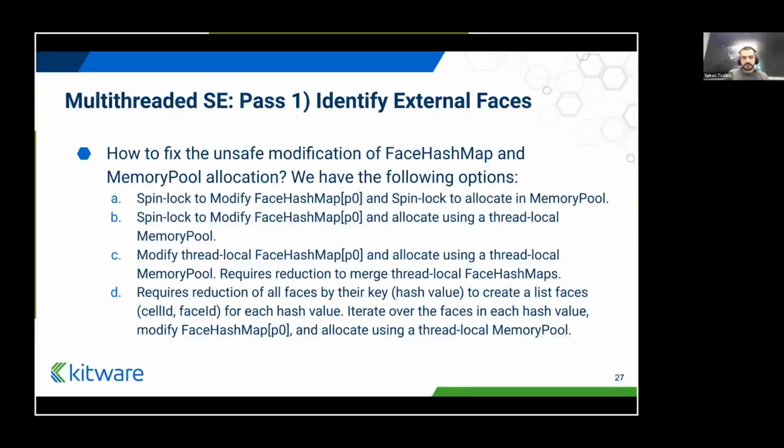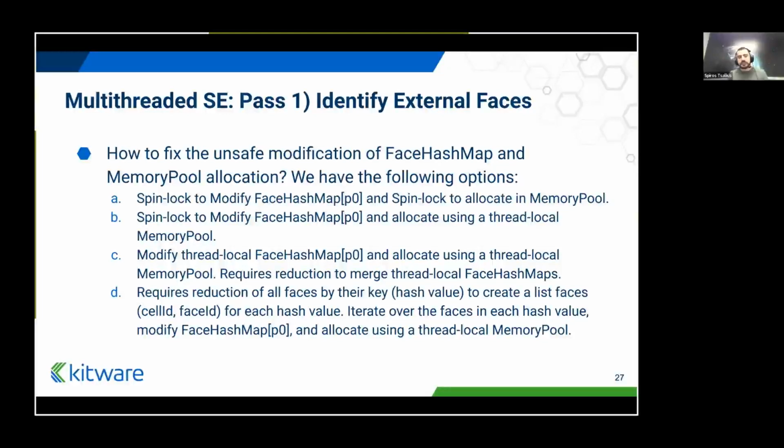The third approach is to have thread local memory pools and thread local face hash maps. And once you compute everything that you need to compute, you have a reduction step in which you merge the thread local face hash maps.